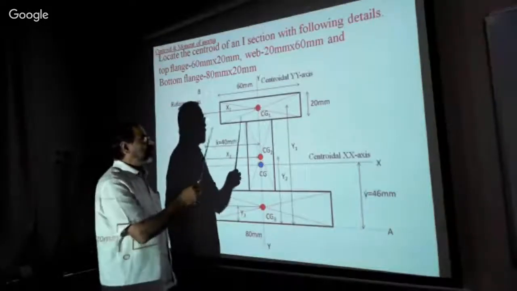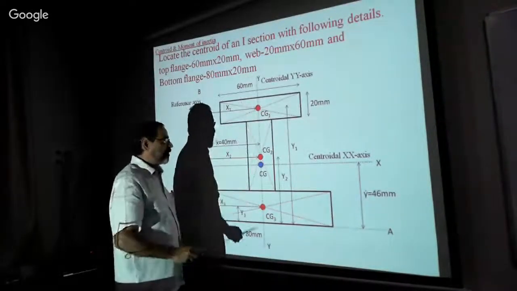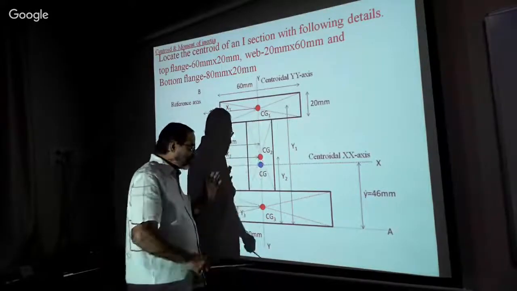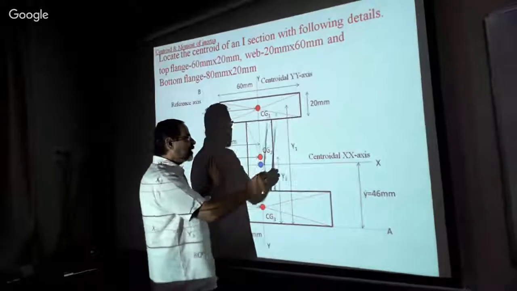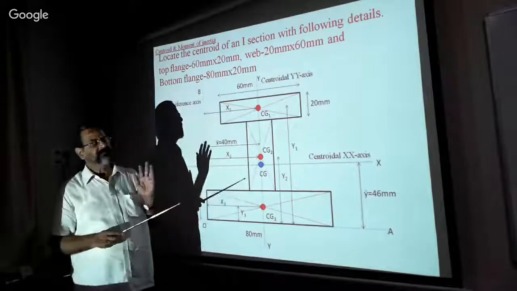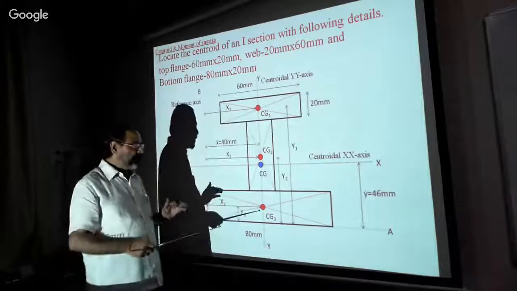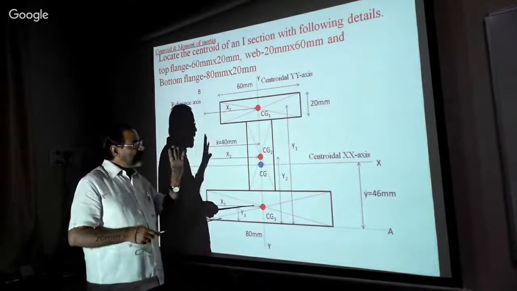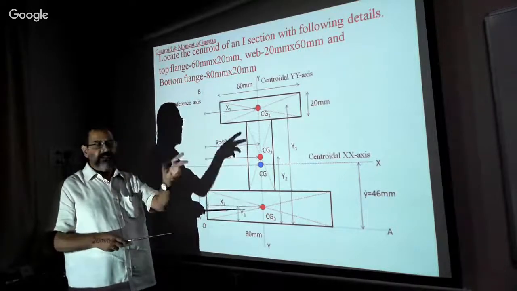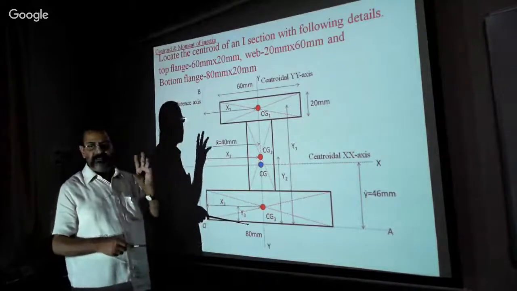So this section is symmetrical about the y-axis. Symmetrical about the y-axis means that if you cut this figure, this portion and this portion are the same. That is why we call it symmetrical. The given section is symmetrical about the y-axis. Please remember this, because while calculating the moment of inertia, we should know about these things. We have to understand very clearly.